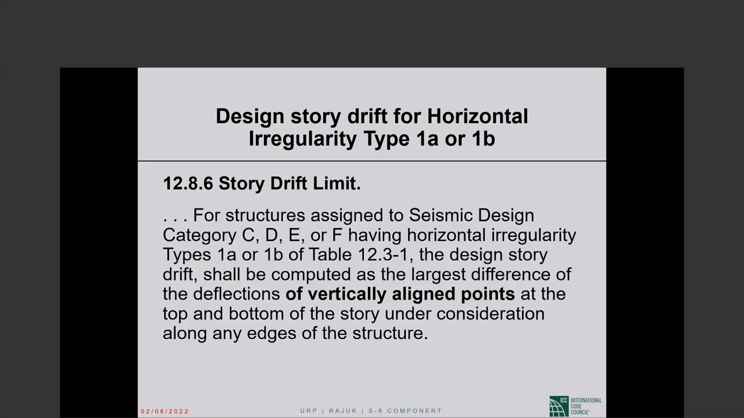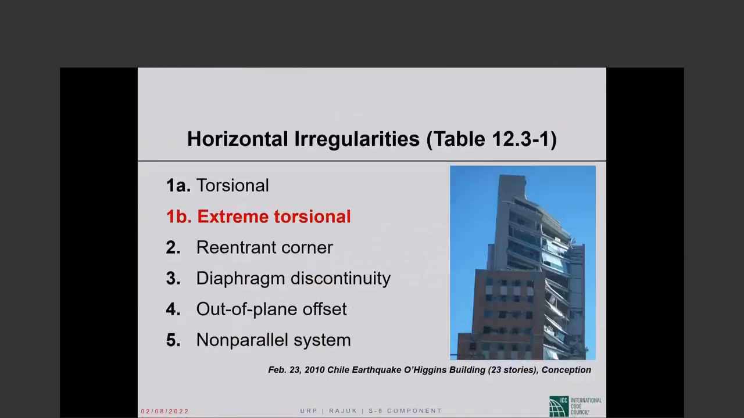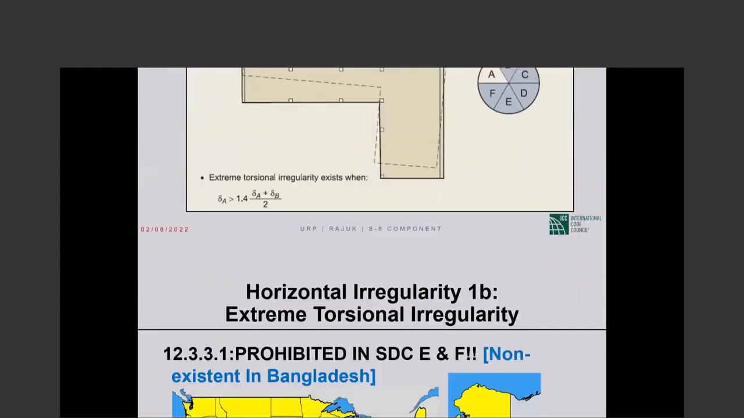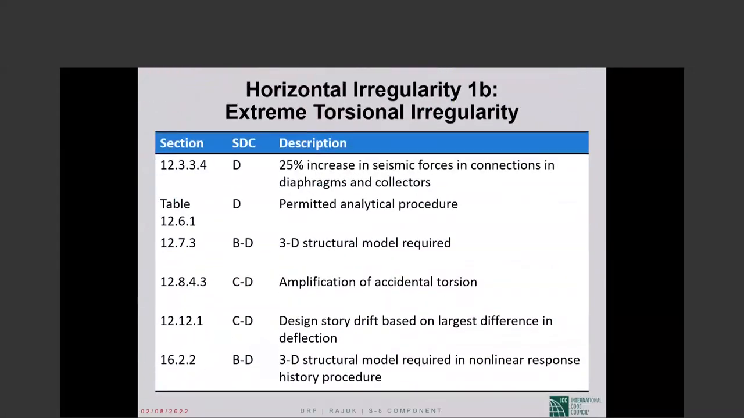Now, theoretically, you have to go around the edge, but with some experience, you kind of know where to take these vertically aligned points. But the point remains that you cannot go with the deflections at the center of mass anymore. Okay, so that was the entire table. So this is the same table. I'll go back. I'm not skipping.